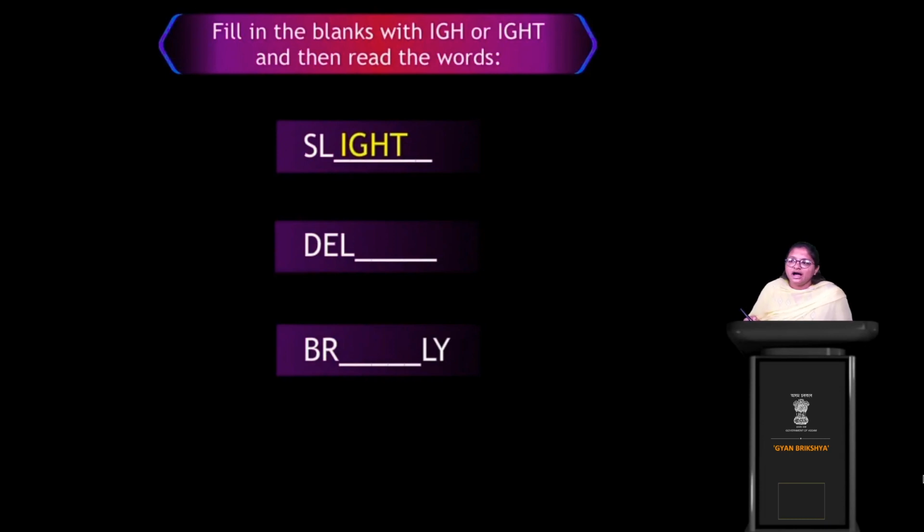And then BRLY. Okay, what will be in the middle? Yes, it is again IGHT. That means brightly. Okay, so slight, delight, brightly. Clear? Okay, very good. So you are understanding how we are focusing on the GHT sounds today. In today's class, we are talking about the GHT sounds, right?